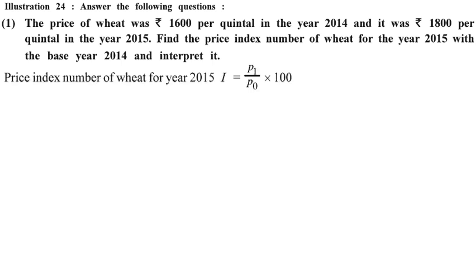And how do we find the index number? P1 upon P0 into 100. 1800 divided by 1600 into 100, that is 112.5. And the interpretation is the prices in the year 2015 have risen by 12.5% compared with the prices in 2014. End of the sum, just like that. So an easy sum, but people make a mistake here. When we go study high level formulas, we forget the basic formulas, so don't make that mistake.